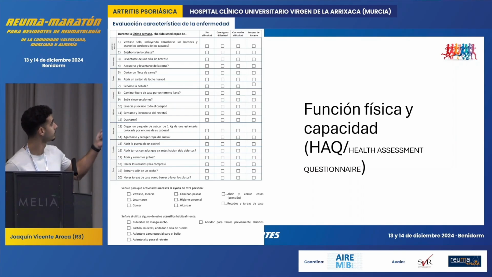Within each domain, we have several questions, and the questions can be answered from 0, meaning no difficulty at all, to 3, meaning the person is unable to do it. Within each domain, we take the question with the highest score, that is, the one indicating the greatest level of disability. We add up the scores from the 8 domains and divide by 8. And this gives us a value between 0 and 3, where 0 means there is virtually no disability, and 3 means the person's life is completely limited.